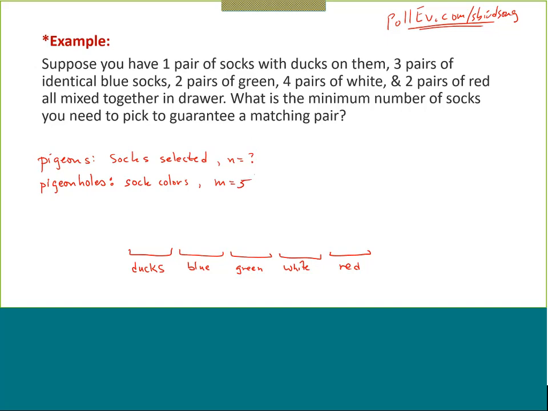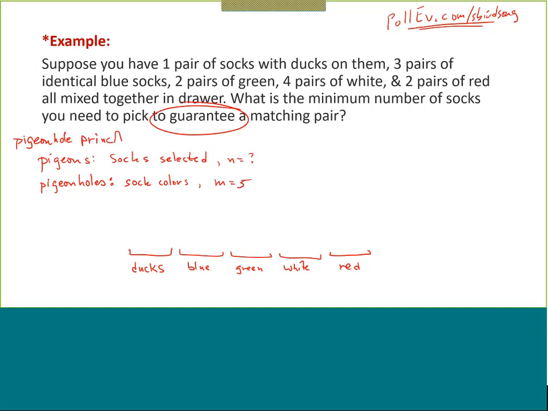So this is definitely a pigeonhole principle, and that is because of this guarantee word. This is saying, does it exist? And if you look at existence, that's going to be looking at our pigeonhole principle. Okay? So that would be how you would determine that this is a pigeonhole principle question.